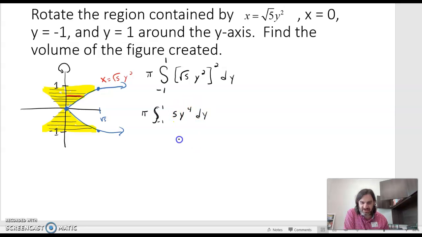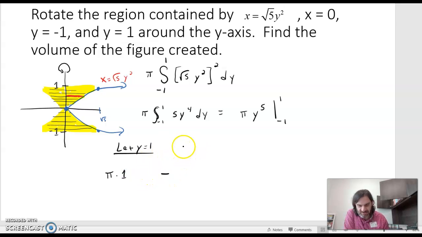Now we haven't integrated, so let's do that now. So the pi out front, and if we integrate 5y to the 4th using the reverse power rule, I think we just get y to the 5th. So we get pi y to the 5th, and that's going to run from -1 to 1. So let y equal 1 will give me pi times 1 to the 5th, which is 1. And then I'm going to subtract. Let y equal -1.